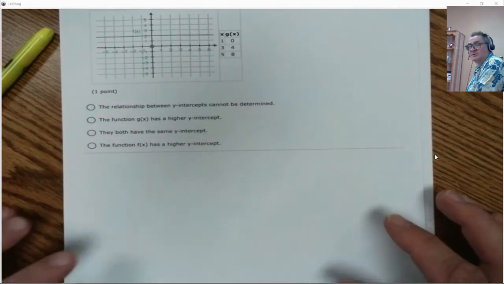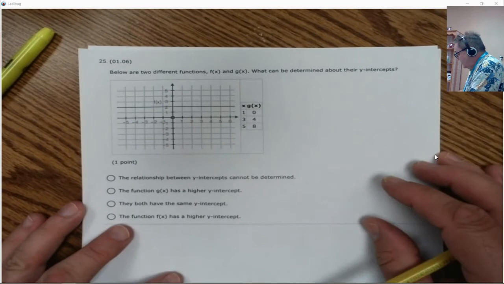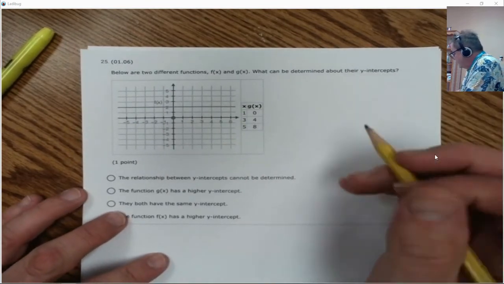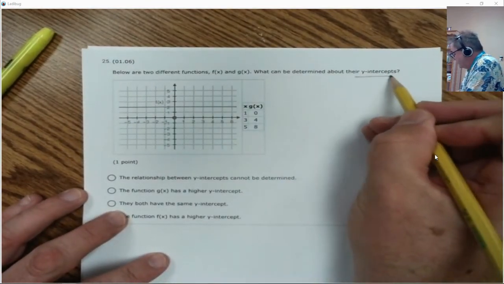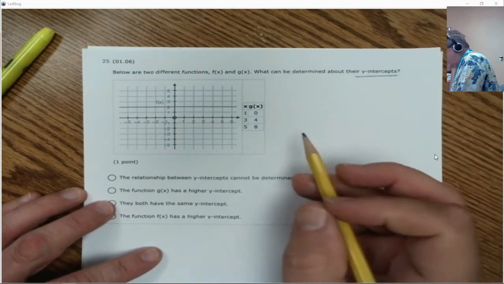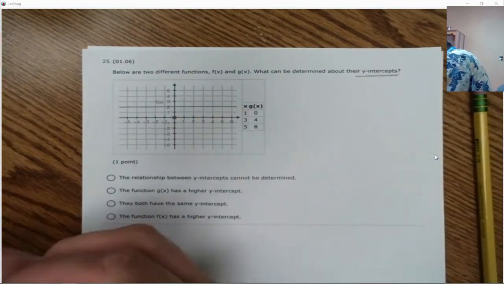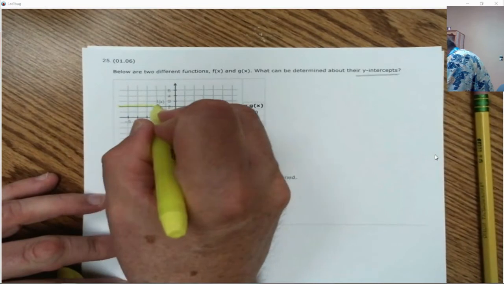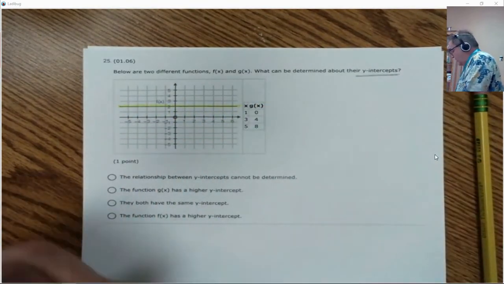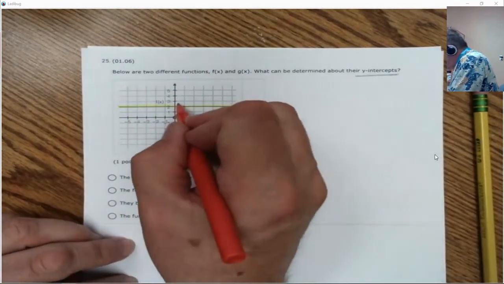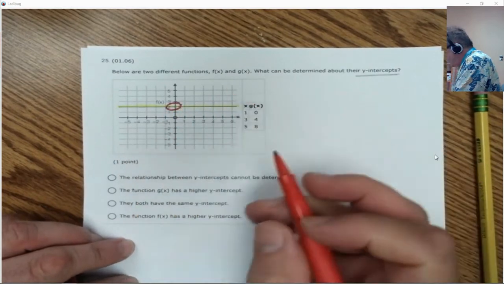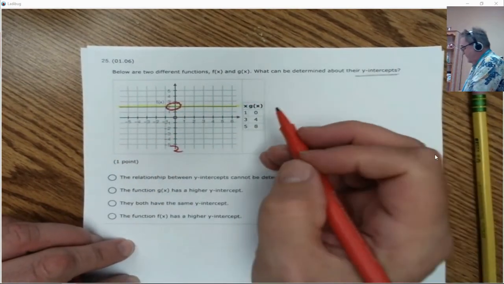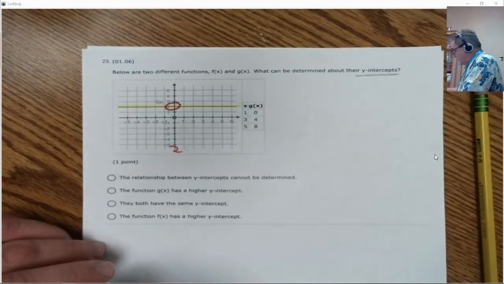All right, number 25. Below are two different functions, f of x and g of x. What do we determine the y-intercepts once again? Okay, so here is, it's kind of hard to see that. It's right there. So the y-intercept is right here at 2. All right, so that's 2. The y-intercept here, well, we're going to have to figure out where that is.